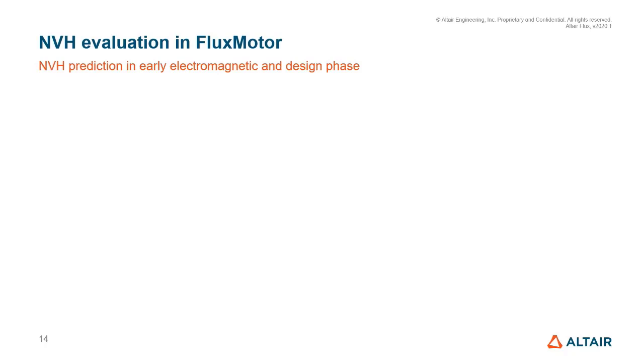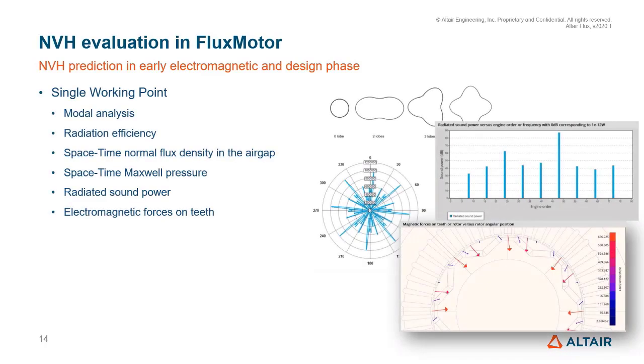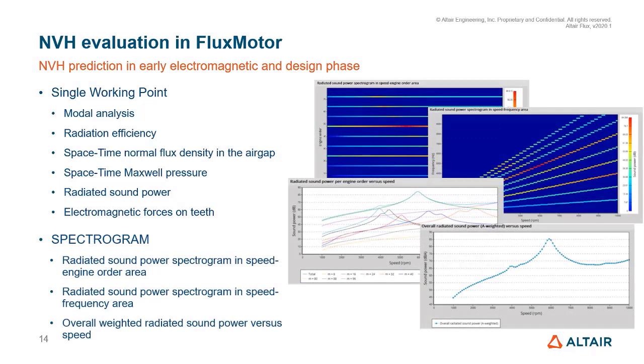There are two different tests you can run. The first one is the single working point test, where you can get results such as the modal analysis, the radiated sound power, and the electromagnetic forces on teeth. You can also run the test across the speed range and look at the radiated sound power versus speed and frequency range, or what's called the waterfall diagram. Or you can look at the order cut analysis and see which order is contributing the most to the noise. Or you can look at the overall weighted radiated sound power versus speed.